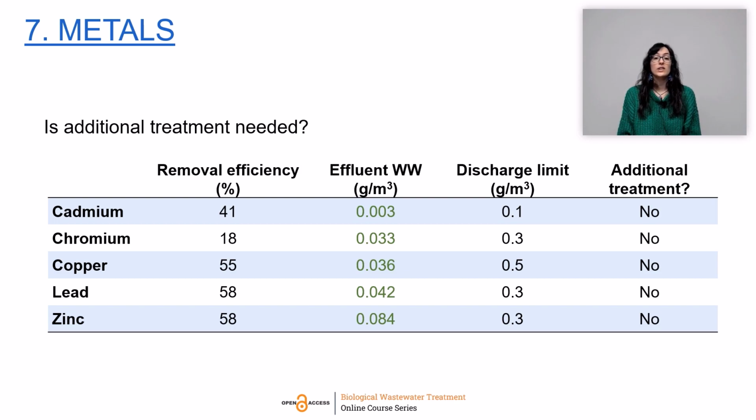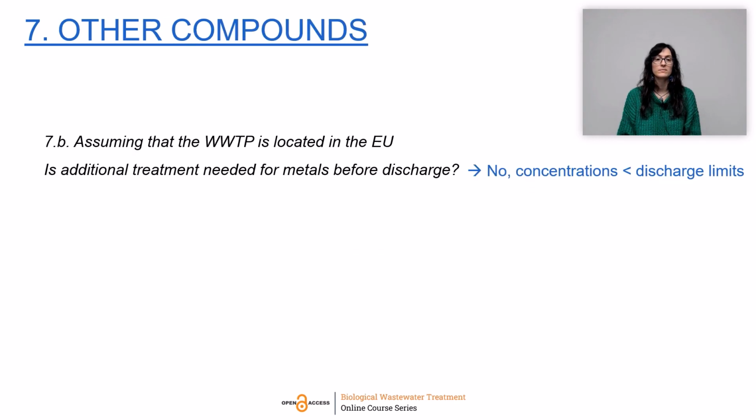And we can see that in all the cases, the effluent concentrations are much lower than the effluent requirements, and this means that additional treatment is not needed. So, to answer this second sub-question, we have evaluated if additional treatment was needed or not for metals to comply with the discharge limits. And to do this, we calculated the effluent concentrations based on the provided removal efficiencies, and we observed that all the concentrations were below the limits. So, additional treatment was not needed.